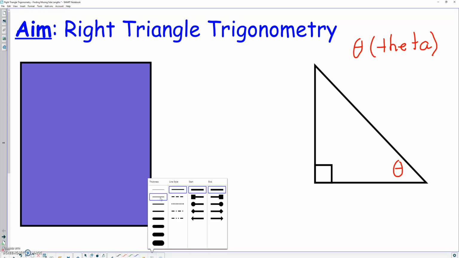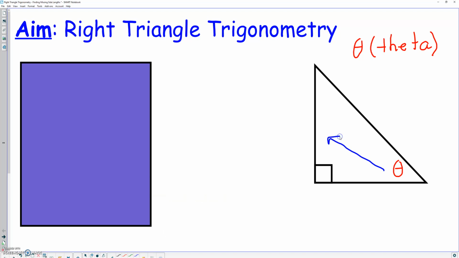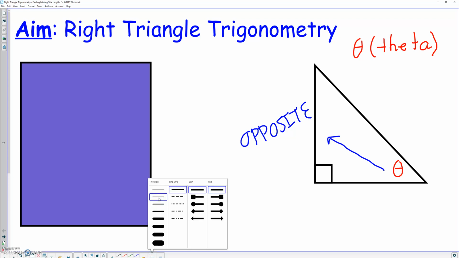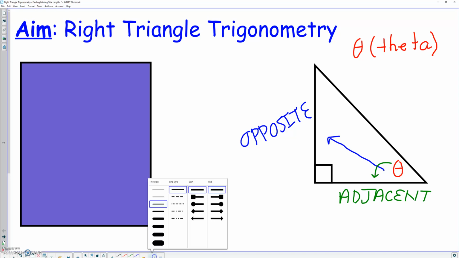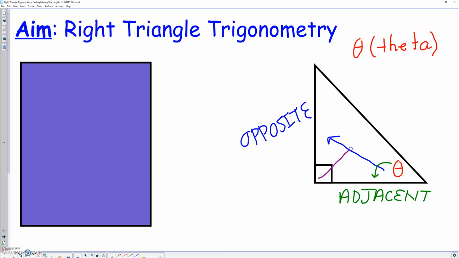Okay, so the side across from theta, we call that the opposite side. Okay, the side next to theta, that's called the adjacent side. And then everyone knows that the side opposite the right angle is called the hypotenuse.